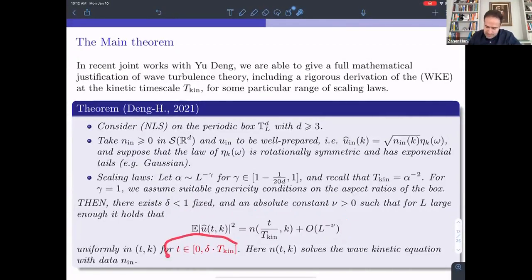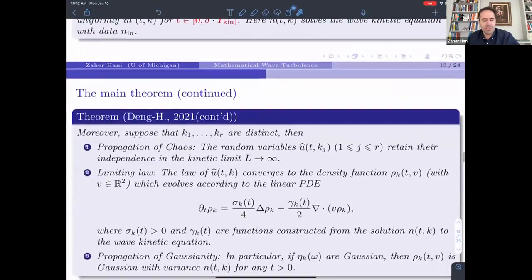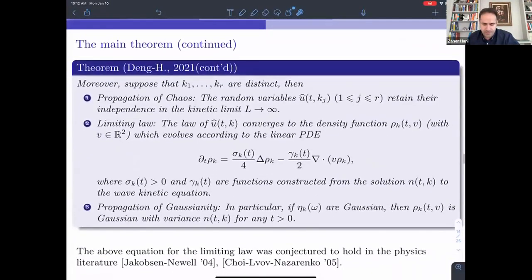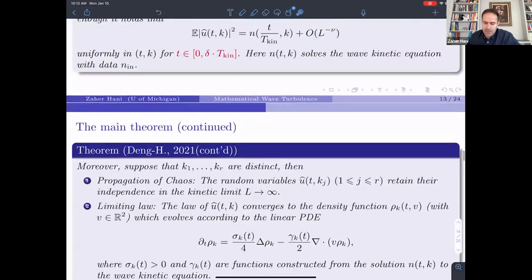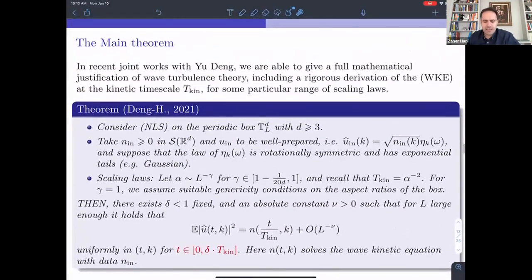And the key point here is that this approximation holds for times between 0 and times up to delta times the kinetic time scale. Okay, and of course, n is the solution of the wave kinetic equation with initial data n initial. Okay, so this was in our very first work, which I think was in April of last year.